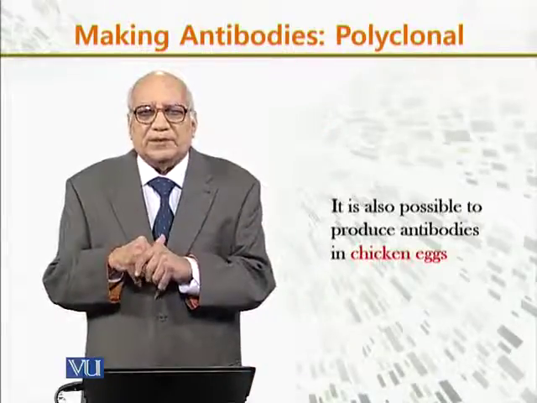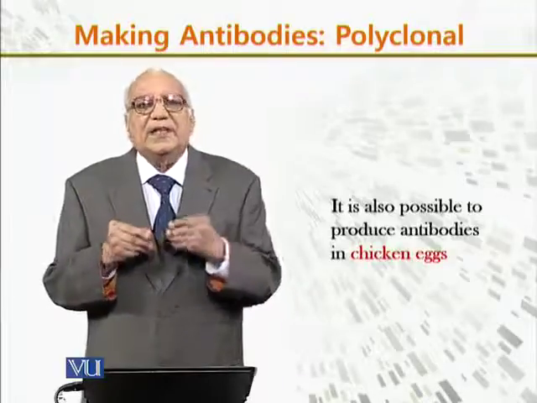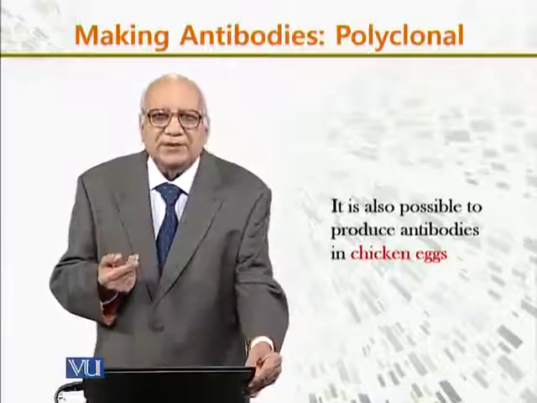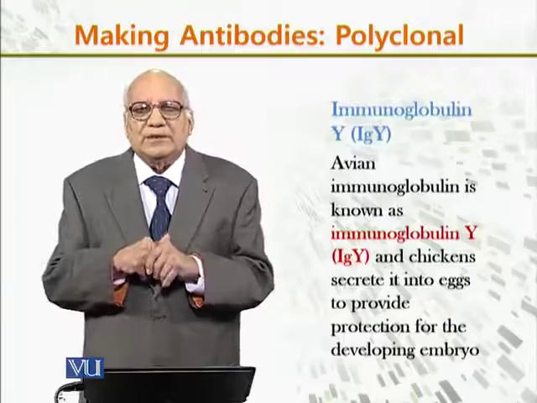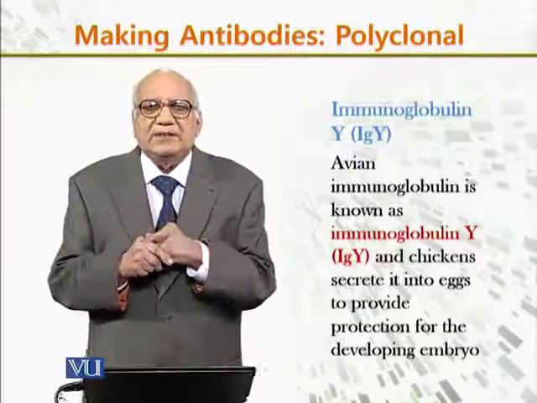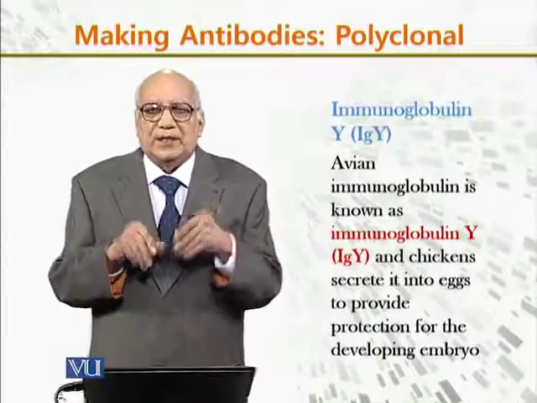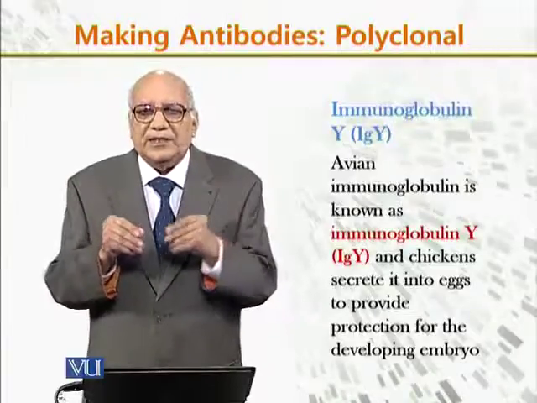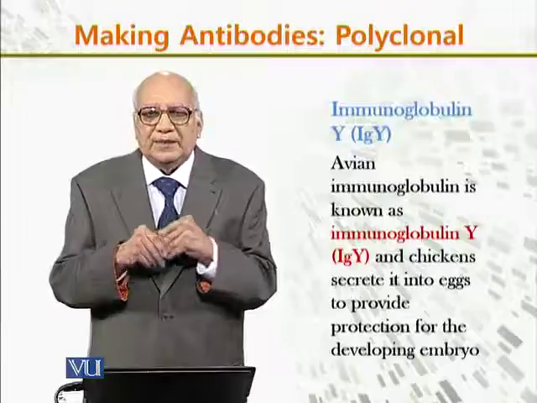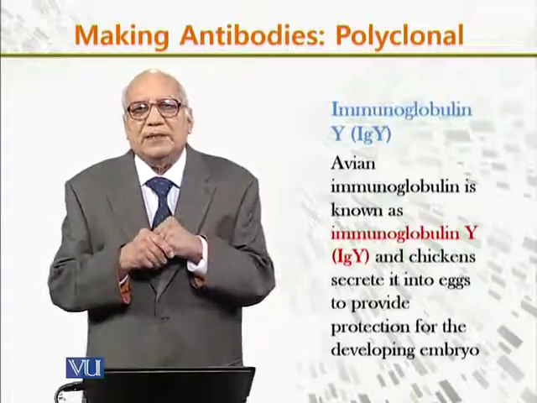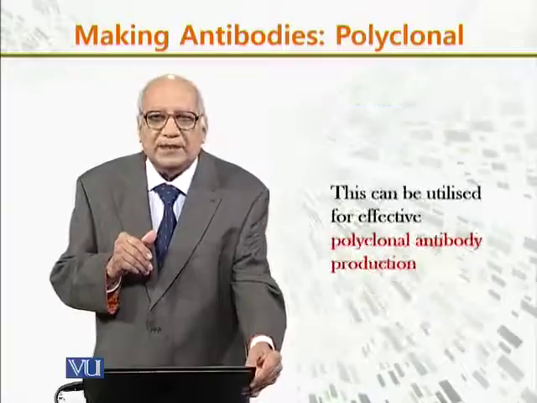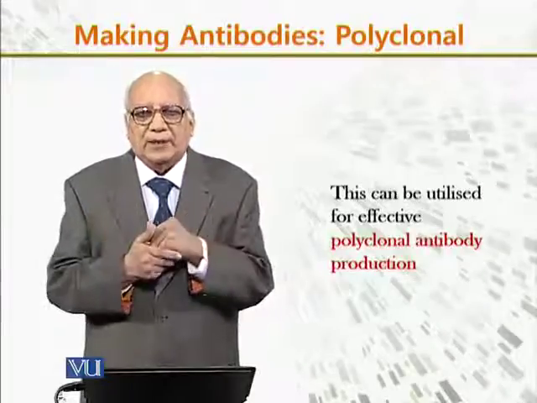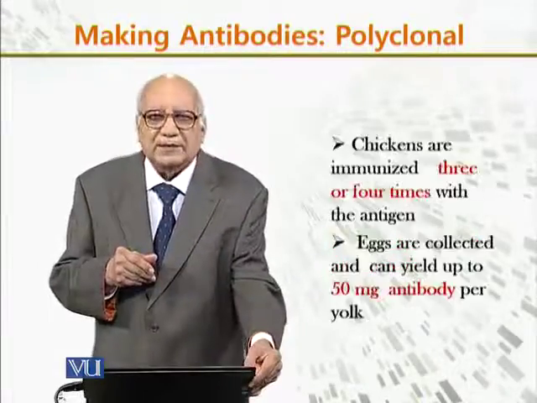It is also possible to produce antibodies in chicken eggs. It is not necessary that you use a bigger animal. You can use chicken eggs. The avian immunoglobulin is known as immunoglobulin Y, IgY, and the chicken secretes it into the eggs to provide protection for the developing embryo. So the eggs can be utilized for effective polyclonal antibody production.